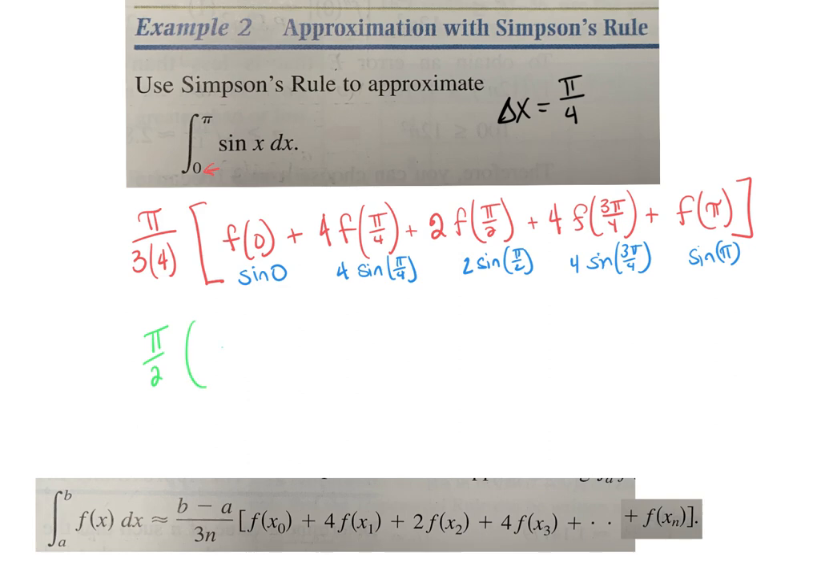Sine of 0 we already know is 0. Sine of pi over 4 is square root of 2 over 2. And now that we're doing it times 4, this is going to be 2 square root of 2. Sine of pi over 2 is 1 times 2 is 2. This is also going to be 2 square root of 2, and this is going to be 0. All right. When you plug it all in, you get approximately 2.003. All right, so Simpson's rule gave us 2.003.